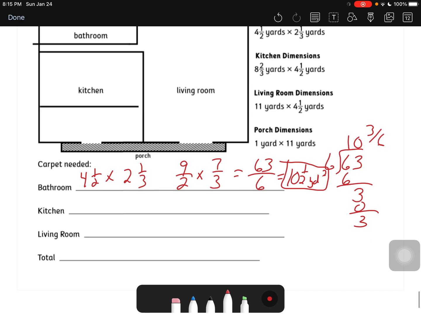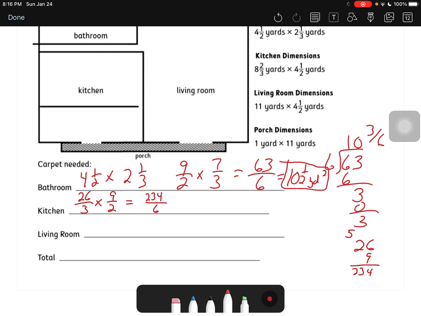Okay, for the kitchen, let's see if I can convert these before writing it out here. So 8 times 3 is 24, plus 2 is 26. So that'll be 26/3. And then the second dimension here, 4 times 2 is 8, plus 1 is 9. So I'll have 9 over 2. So 26 times 9. I see some simplifying I could maybe do, but we'll just do this. So 9 times 6 is 54. 9 times 2 is 18, plus 5 is 23, so that's 234.